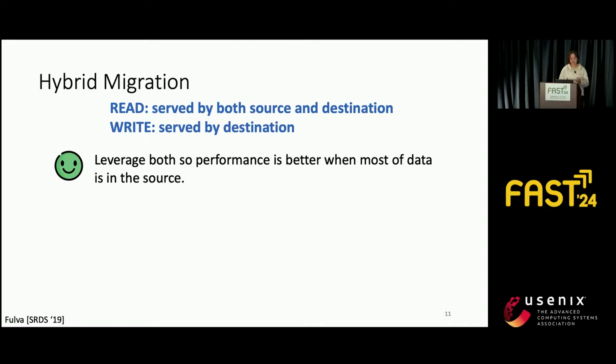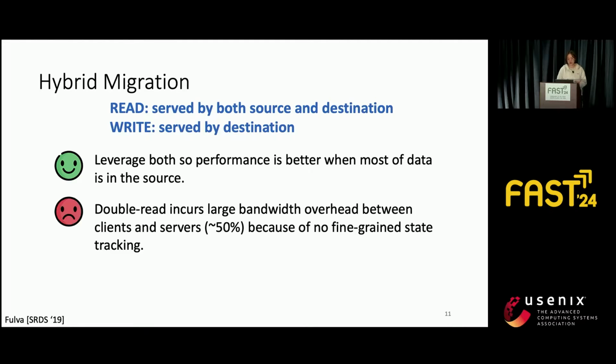It leverages both source and destination, so its query performance is better when most of the data is in the source. However, the double read protocol incurs large bandwidth overhead between clients and servers, which is on average about 50%, because it doesn't have fine-grained state tracking.